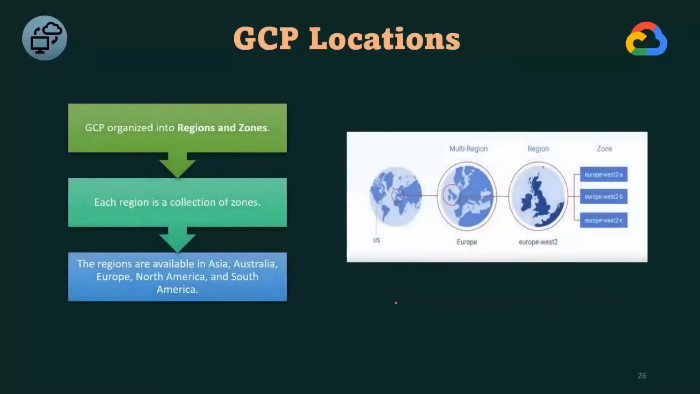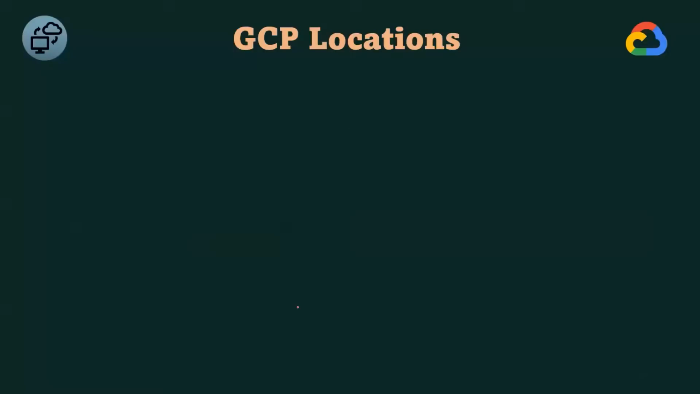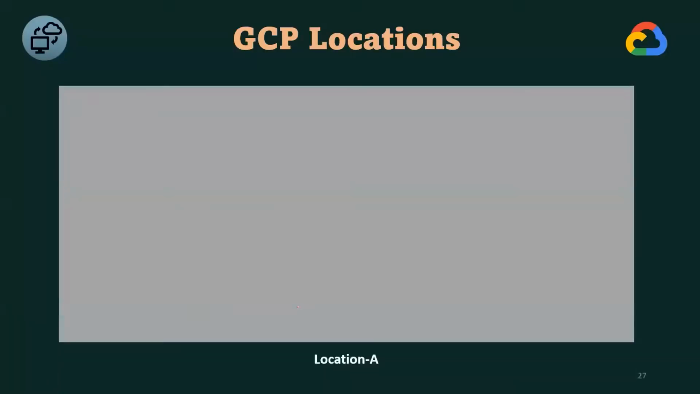Now, you can see here, GCP is organized into regions and zones. When I say GCP, that means GCP's infrastructure is organized into regions and zones. Each region is a collection of zones. The regions are available in Asia, Australia, Europe, North America, and South America. So assume that you have five locations. Take one of the locations.